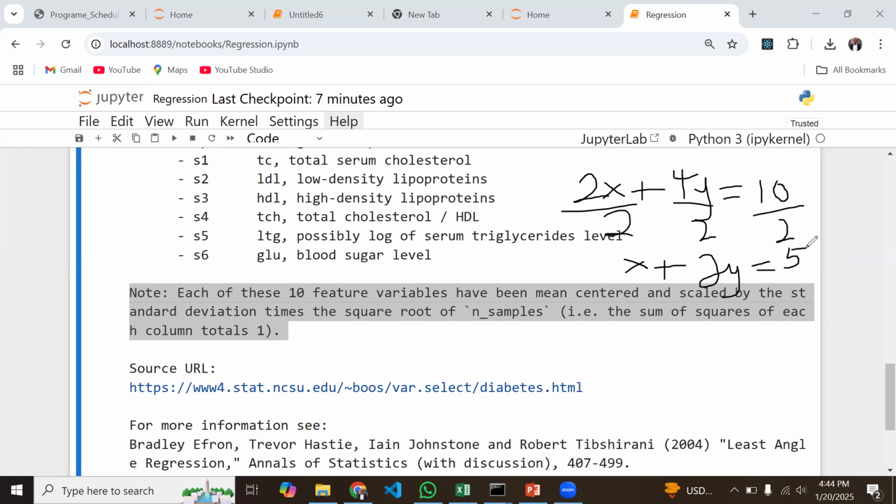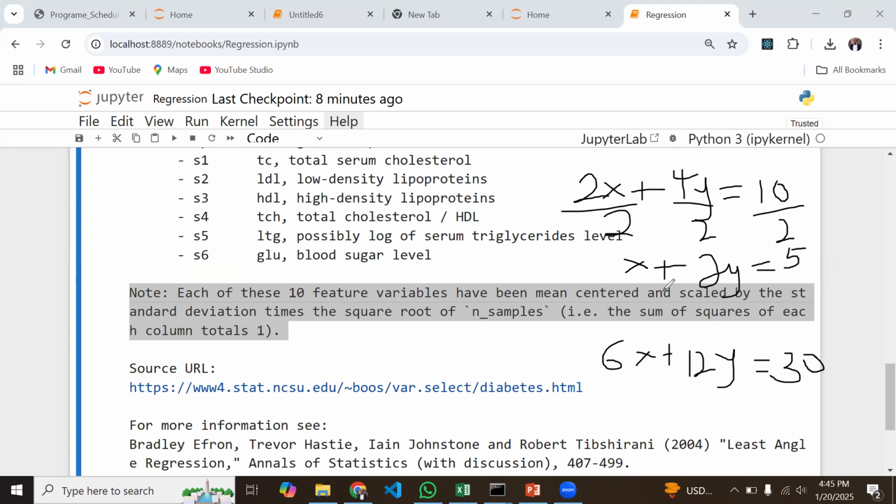We can also scale up, and that will probably be multiplying through by a factor of, let's say, 3. If you are scaling up and multiplying this by a factor of 3, then you're going to get 6x plus 12y over here is equal to 30.